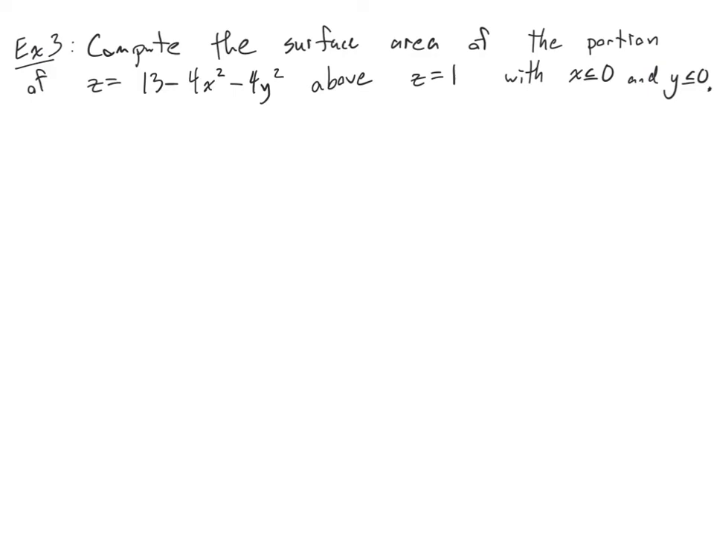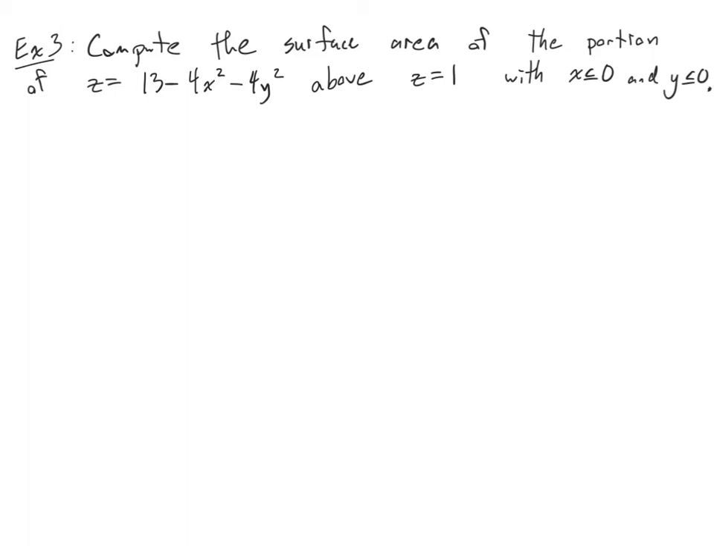Okay, for our next problem, we're going to compute the surface area of the portion of z equals 13 minus 4x squared minus 4y squared above z equals 1, where both x and y are negative, or non-positive. So you can pause and take a look at that.